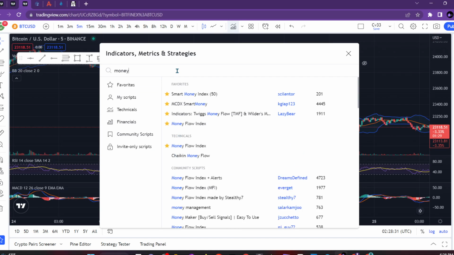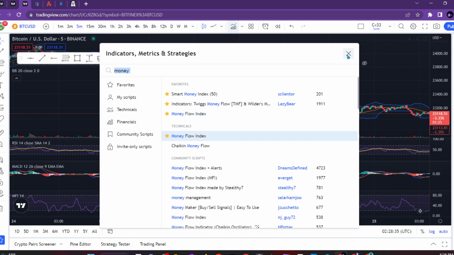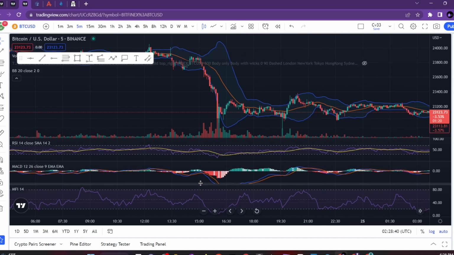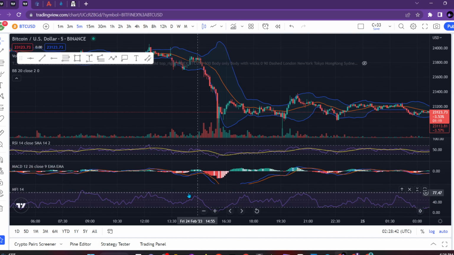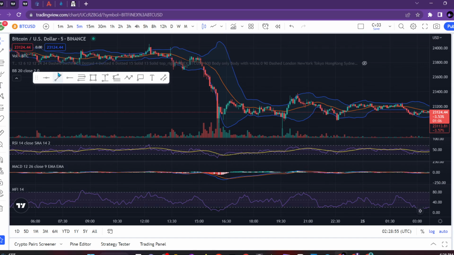Let's go with the money flow. If you go with the smart money flow, whatever you want to play around with, you can see right here that the money started curving down. The money started leaving. You see the money leaving. You see the RSI crossing. You see the volume leaving. So these are things that you can use in your favor.